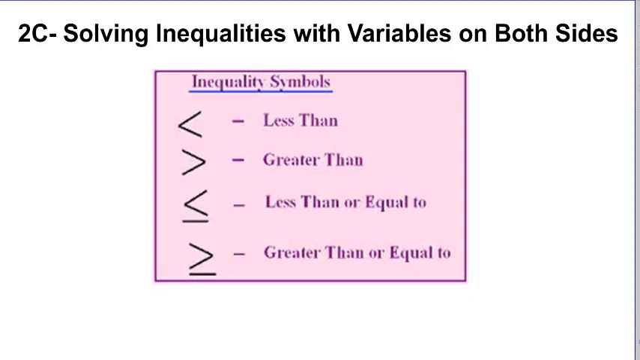Today we're going to be looking at Learning Target 2C, Solving Inequalities with Variables on Both Sides. This is just a quick review of your inequality symbols: less than, less than or equal to, and greater than or equal to.